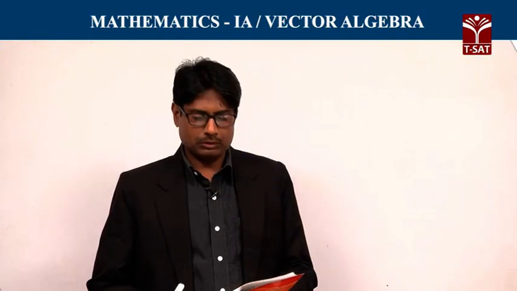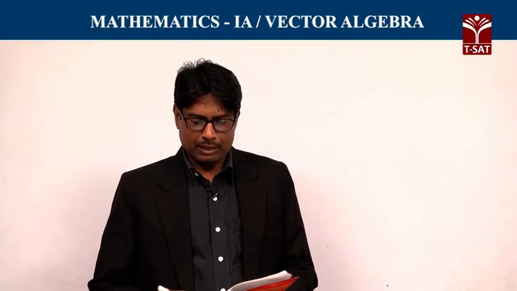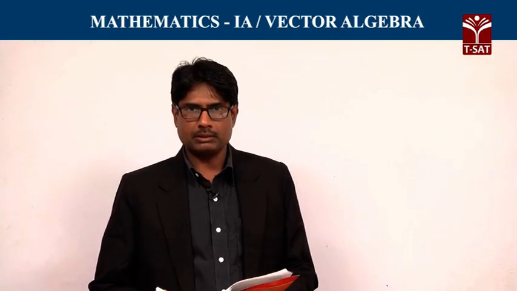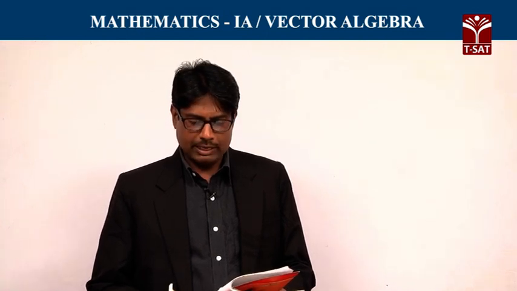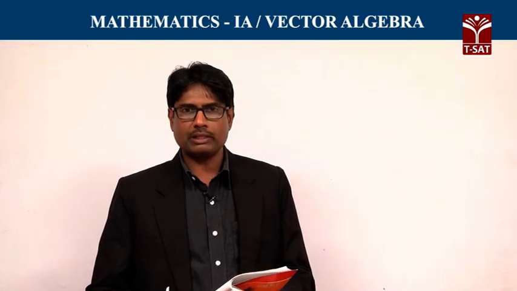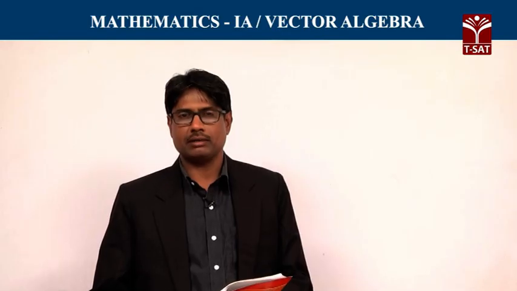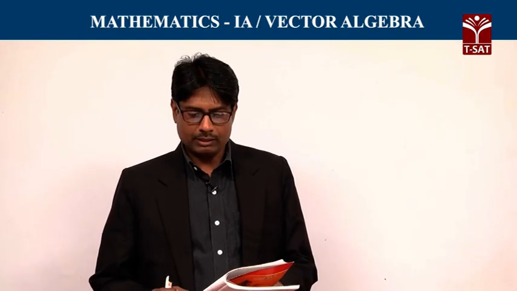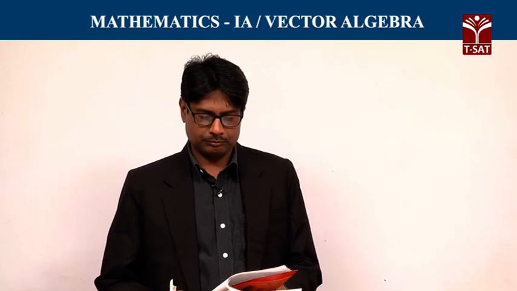A bar is equal to i bar plus 2j bar plus 3k bar, B bar is equal to minus i bar plus 2j bar plus k bar, C bar equal to 3i bar plus j bar, and D bar is normal to both A bar and B bar, then find the angle between C bar and D bar. This is an application of the cross product followed by the angle between the two vectors.